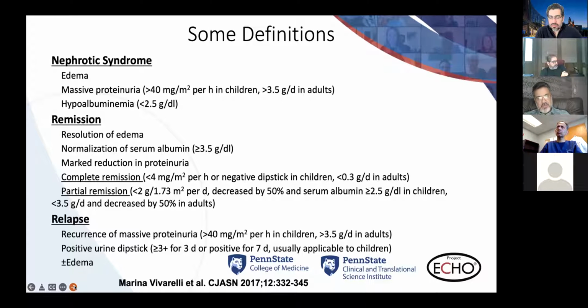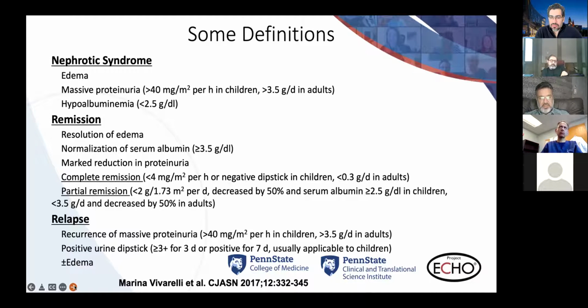For remission, we say negative or trace proteinuria on dipstick for 3 consecutive days. Usually the median time to respond is 7 to 11 days. It should respond by 4 weeks. If not, then it's steroid resistant.